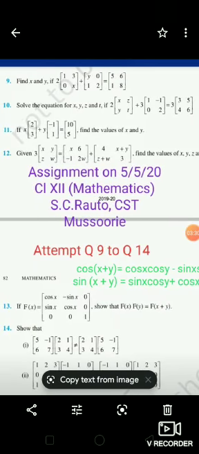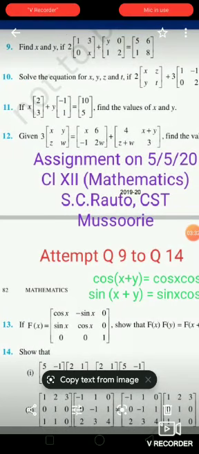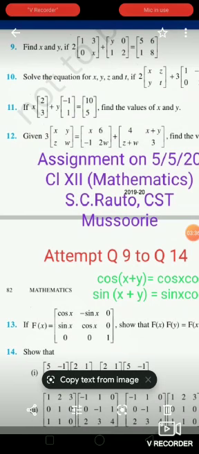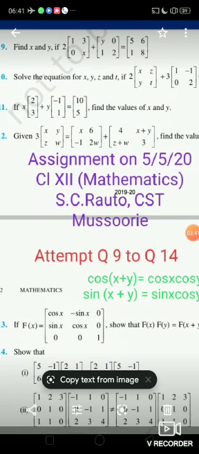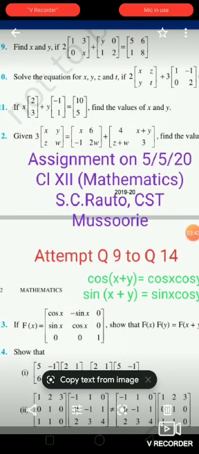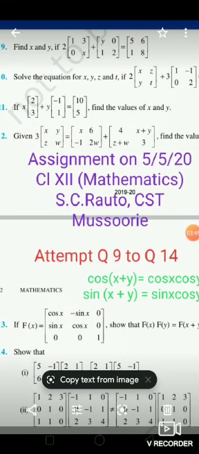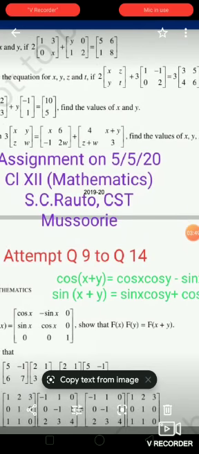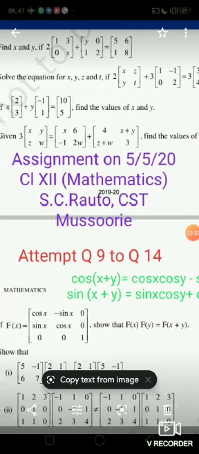Now coming to question number 13. 13 is a very interesting question, if you can see on the screen. If f of x is the matrix cos x, minus sin x, 0; sin x, cos x, 0; 0, 0, 1, show that f of x into f of y is f of x plus y.